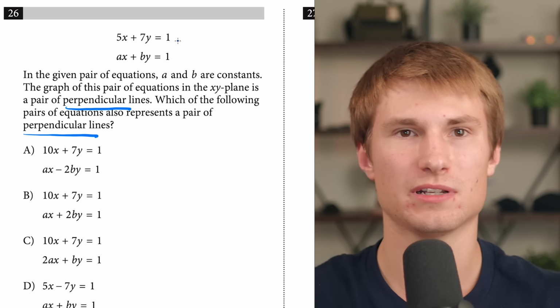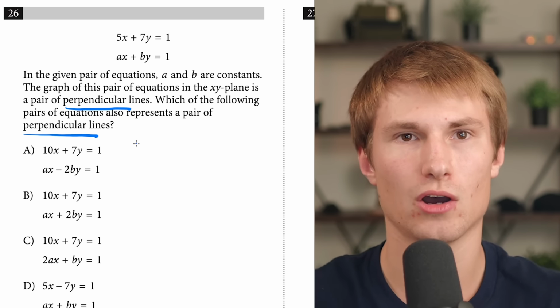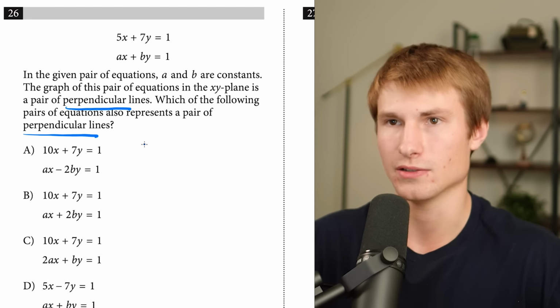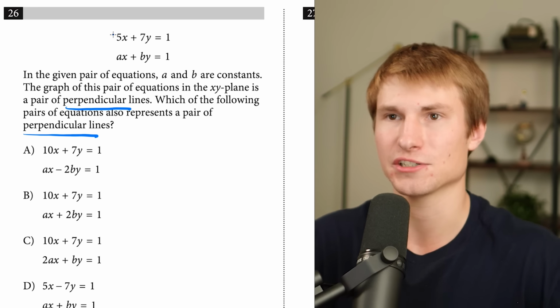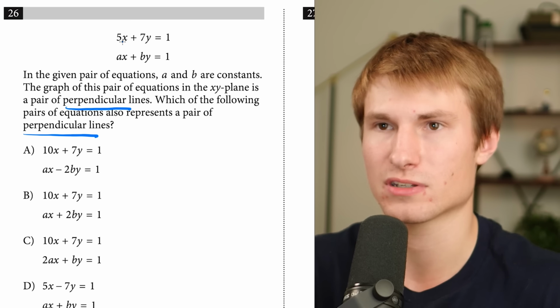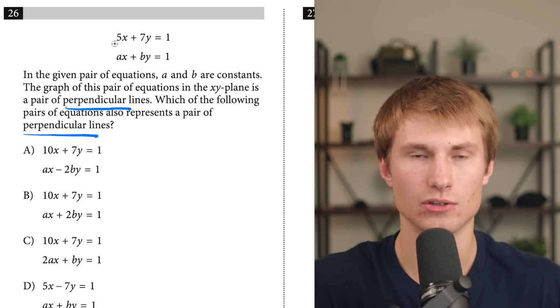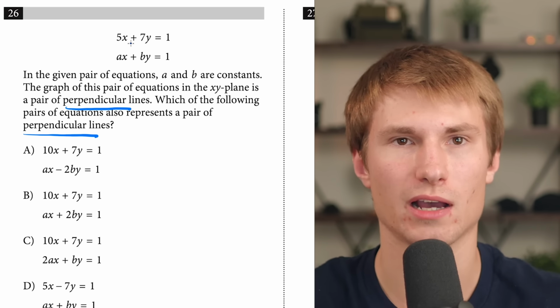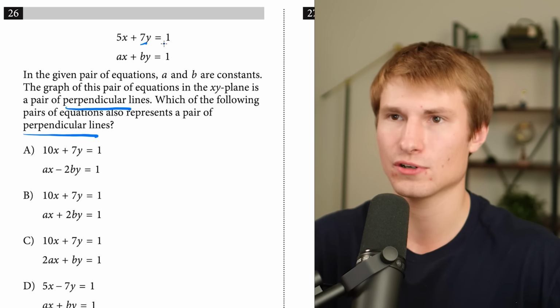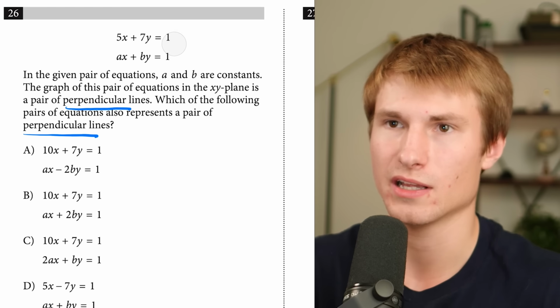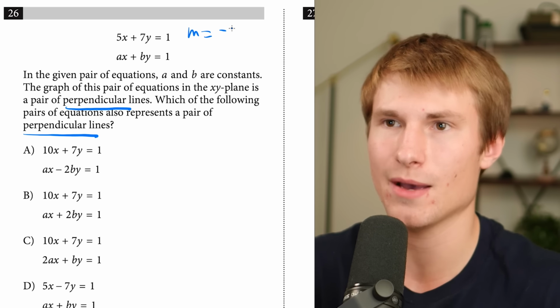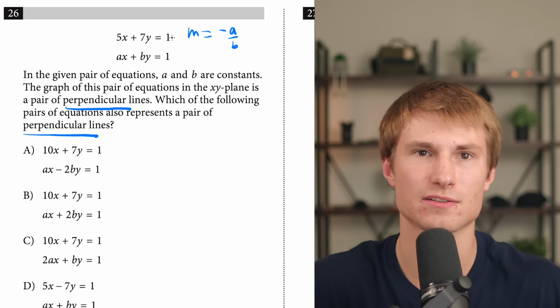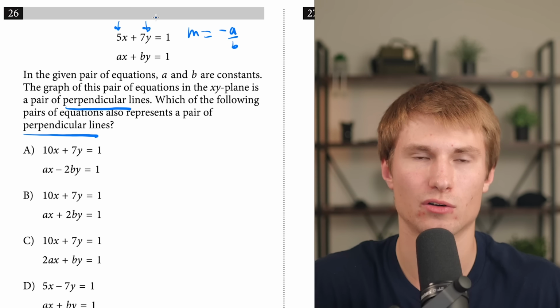In order for it to be perpendicular, we need to have slopes that are reciprocals and opposite signs. So I'll quickly show you what that means. I'm actually just going to use this question as the example. Note that both of these are in standard linear form, which is where you have a coefficient in front of x and then a coefficient in front of your y, and that's set equal to a constant. That's important because your slope can then be calculated by m equals negative a over b, where a is the value of the coefficient in front of x and b is the value of the coefficient in front of y.